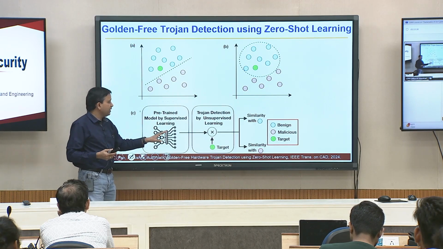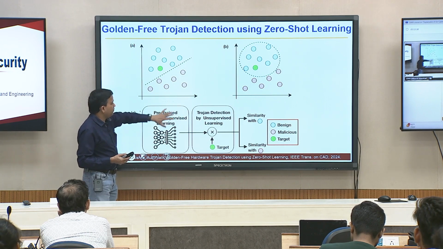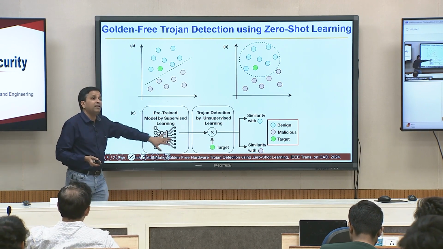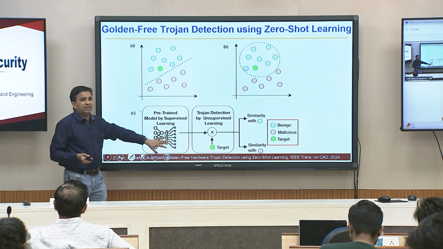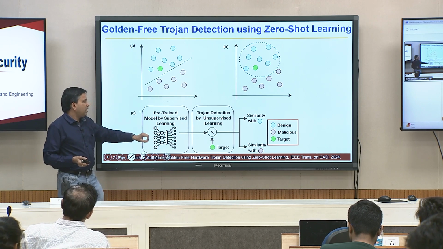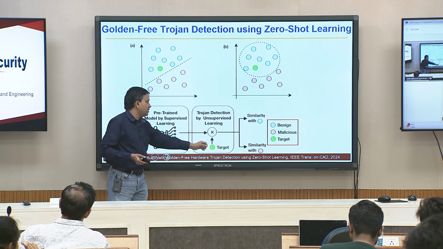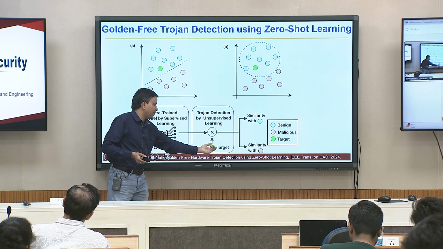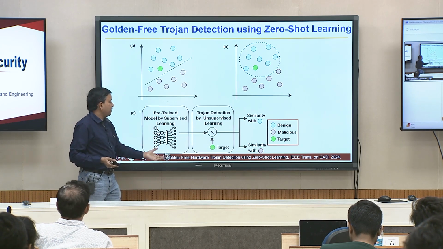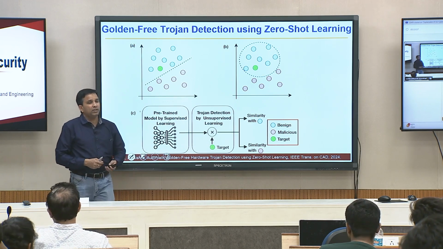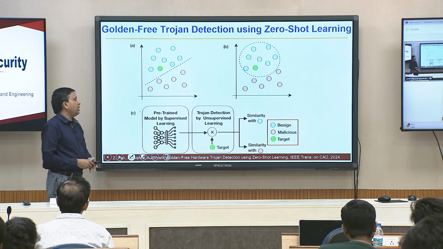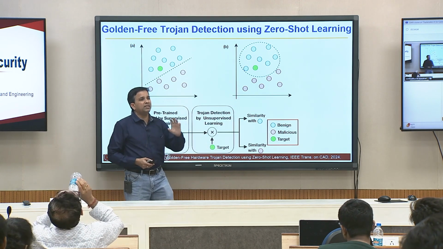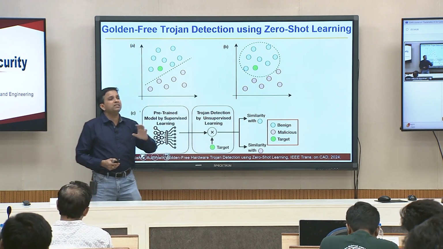Why is it golden free? Because the one you pre-trained with, it could be ISCAS's benchmarks. This is still label data, but it is ISCAS's data. If a company takes this model, they never show any of their designs, they give just their design. That could be a million line design from some company X, and the model could have been trained on some other designs. And the reason it works is because it is able to figure out similarity, something that is similar, something that is dissimilar.